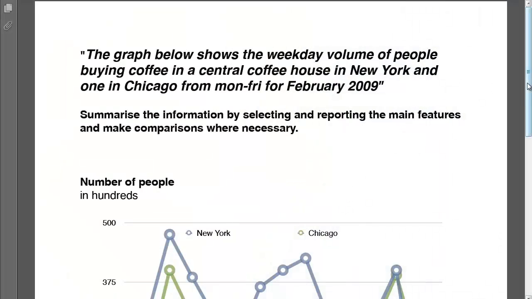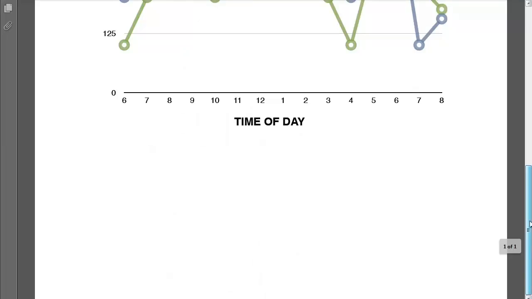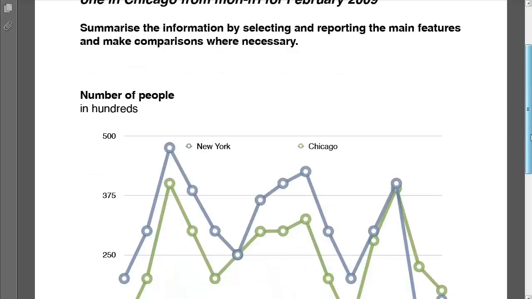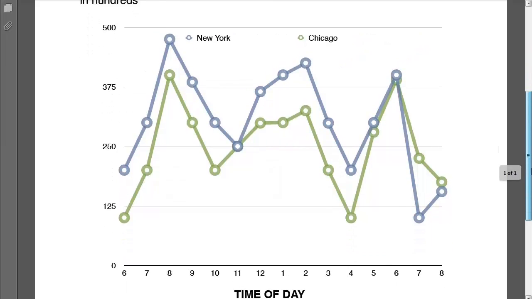Okay, this is your topic here for a graph in academic writing task 1. So the first thing you do is to read the topic. So let's read it together. The graph below shows the weekday volume of people buying coffee in a central coffee house in New York and one in Chicago from Monday to Friday for February 2009. Summarize the information by selecting and reporting the main features and make comparisons where necessary. Okay, and then we have a look at the graph, just a look.